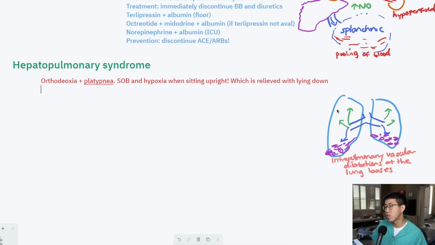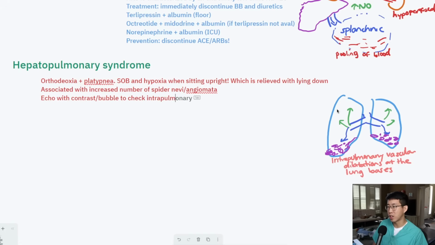Something that can increase your suspicion for hepatopulmonary syndrome besides the history is an increased number of spider nevi and angiomata, which again are all vascular malformations. So if you're having a lot of those on the skin, you're at higher risk for having a lot of those in the lungs as well. Echo with contrast or bubble can help you check for any intrapulmonary shunt. Typically you will see bubbles appearing in the left side of the heart 3 to 8 cardiac cycles after it's instilled. Whereas if somebody had an intracardiac shunt, it's like 1 to 2 cycles. It's immediately seen in the left side of the heart.